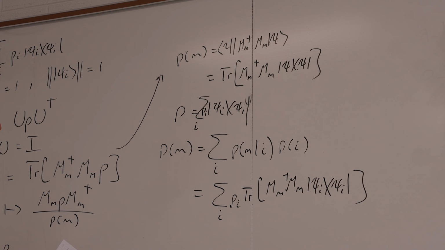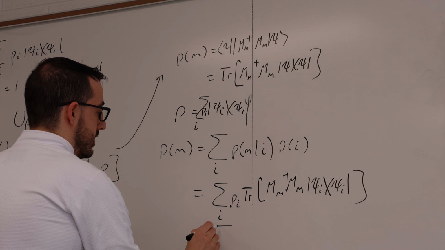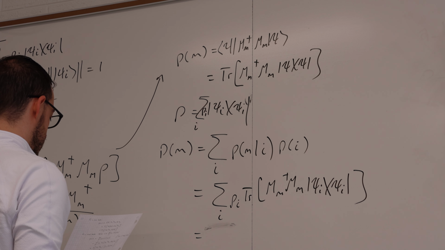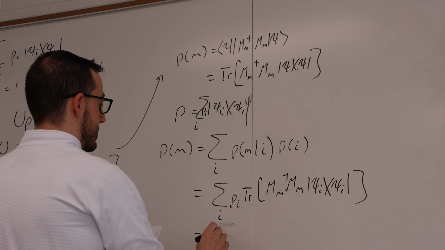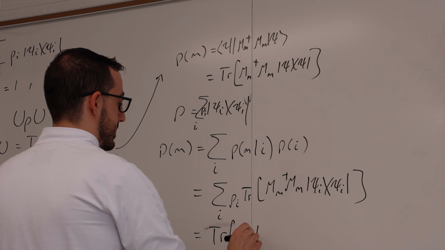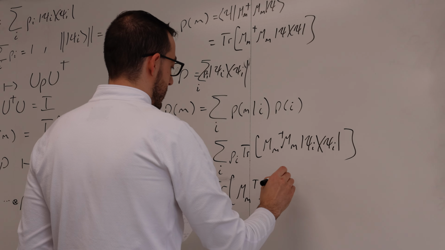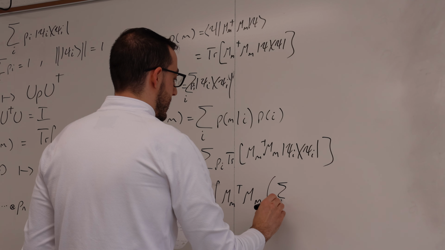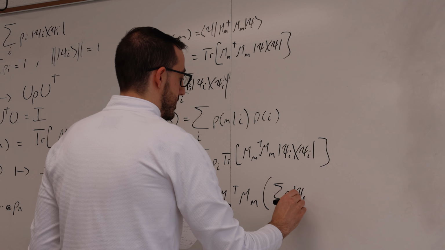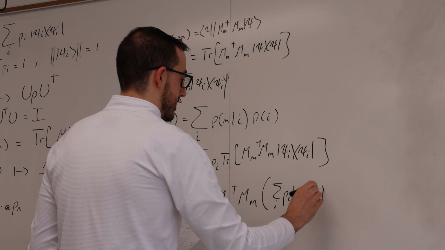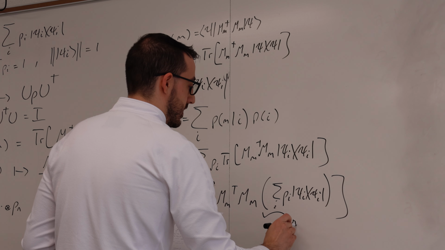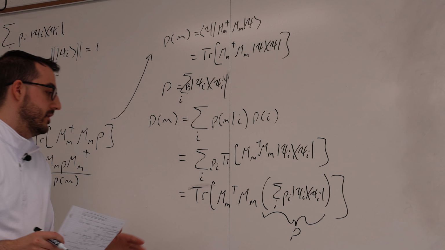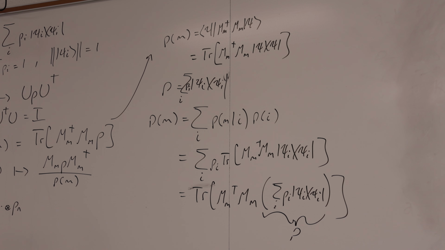Now I use linearity of the trace to write this as the trace of M_m dagger M_m, now in parentheses, sum over i of p_i, outer product psi_i psi_i. And this, of course, you recognize as a density matrix rho. So that's the justification of this third postulate in terms of density matrices.